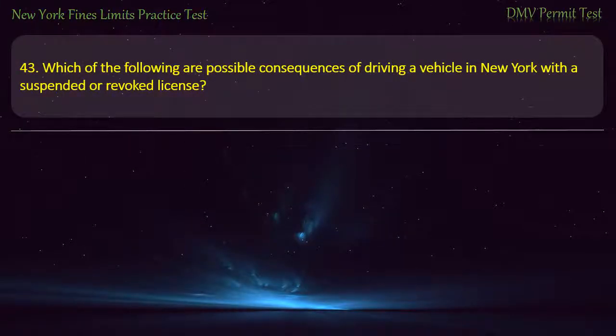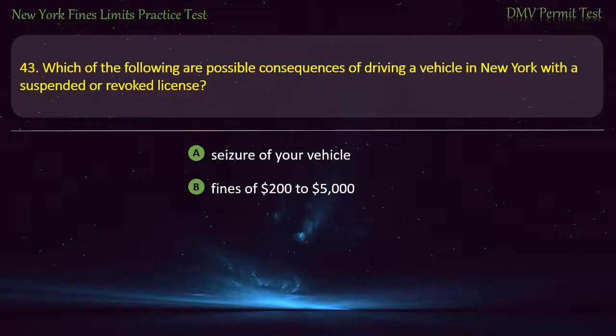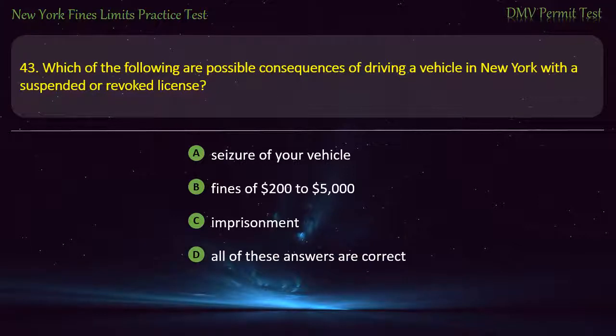Question 43. Which of the following are possible consequences of driving a vehicle in New York with a suspended or revoked license? Seizure of your vehicle. Fines of $200 to $5,000. Imprisonment. All of these answers are correct. Answer: All of these answers are correct.